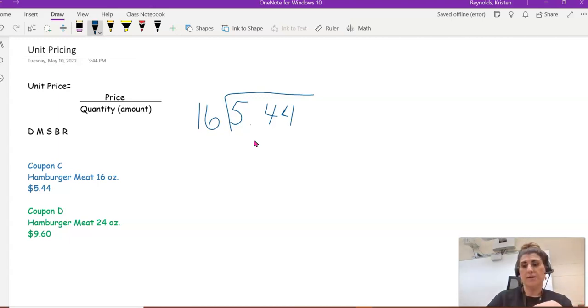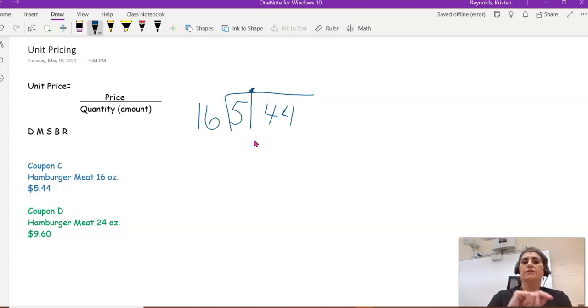We do not have to move anything. We don't have to move anything outside. We don't have to move anything inside. So what we're going to do is take this decimal that's already here and bring it right up to the top, so that way we know where our decimal is going to be for our answer. Now we are going to go through our process for division, which, just in case you don't remember, is the "Does McDonald's Sell Burgers Really": division, multiplication, subtraction, bring down, repeat as needed.